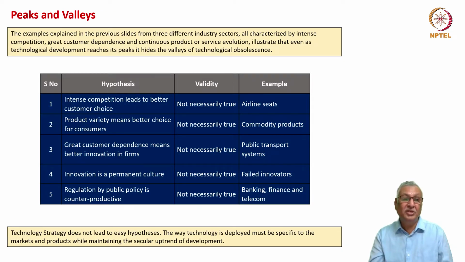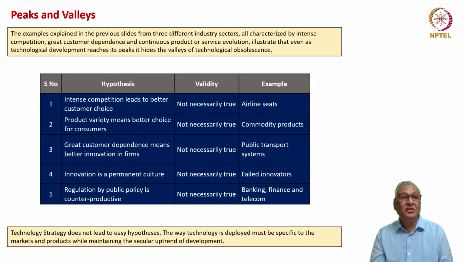We have thus seen three examples of technology being available specifically in products, yet some pockets of product performance being way behind what they should be. The examples explained in the previous slides from three different industry sectors, all characterized by intense competition, great customer dependence, and continuous product or service evolution, illustrate that even as technological development reaches its peaks, it hides the valleys of technological obsolescence. So there are some hypotheses which are not probably fully true. In fact, they are not true.